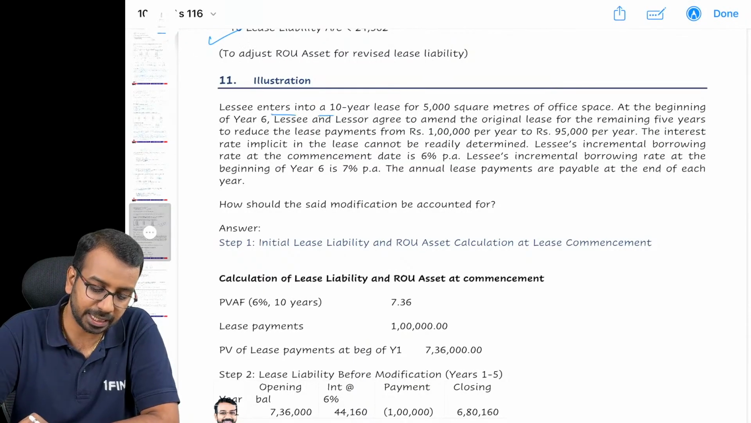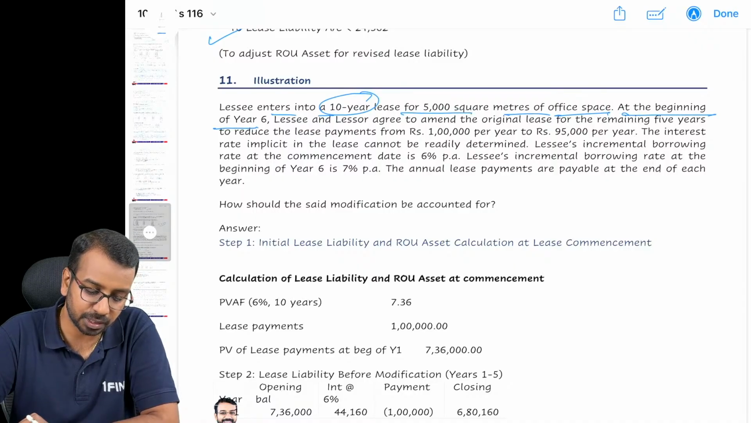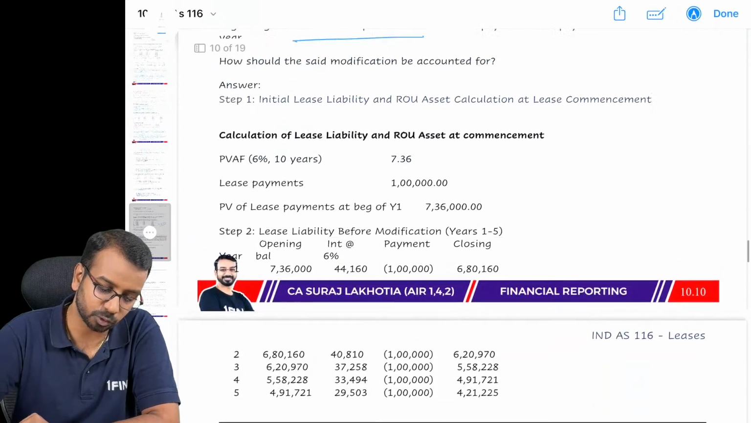Third, lessee enters into a 10-year lease for 5,000 square meters of office space. At the beginning of year 6, they agree to amend the lease for the remaining 5 years to reduce the lease payment from 1 lakh to 95,000. The interest rate implicit cannot be determined. So earlier it was 6%, now it is 7%.